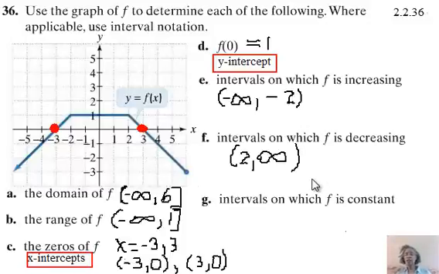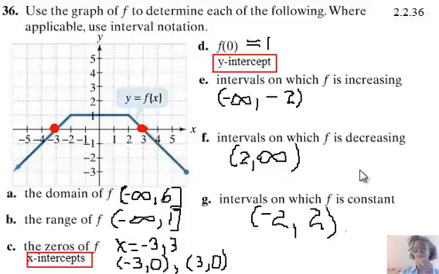And then we want to find intervals on which f is constant. When the function's constant, it looks like a horizontal line on such an interval. So notice between negative 2 and 2, the function is constant. And as always, when we're giving intervals of increase, intervals of decrease, or intervals where the function is constant, these are always represented with open intervals.